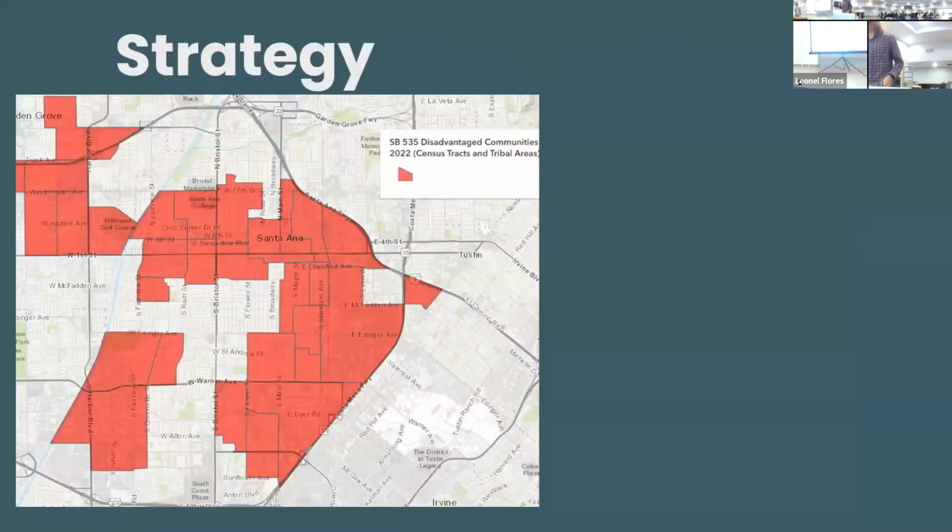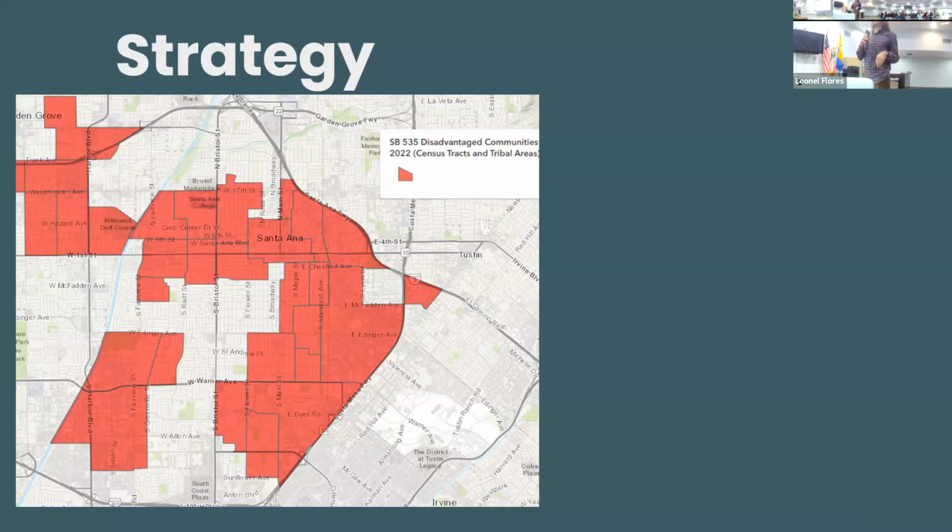Next one. Okay, so for both of these meetings, the general strategy was to work with this observation, which you see here on the left, where over half of Santa Ana's neighborhoods are designated as disadvantaged by the state's own data. Right?